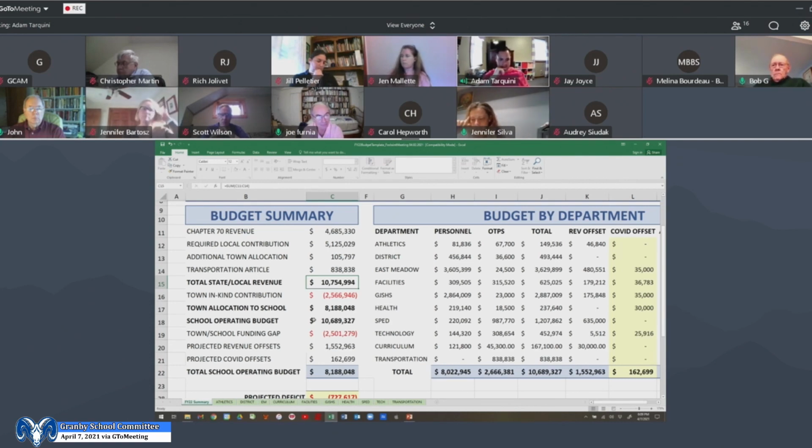So that leaves us about a $2.5 million gap from our operating budget to the revenue that we would get from the town. Projected revenue offsets. These are high level projections. And the major revenue offsets that we have are school choice, circuit breaker, and then our grants: Title I, Title IIA, Title IV.